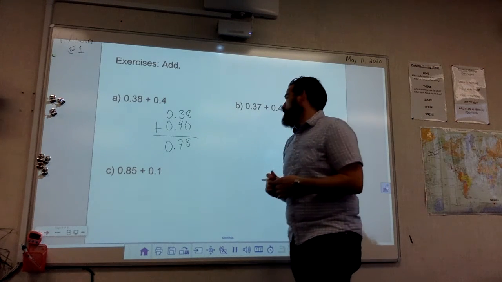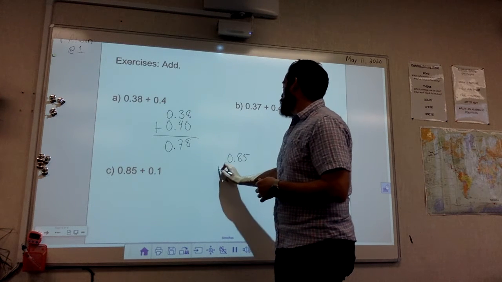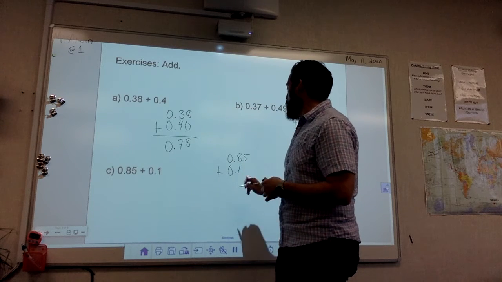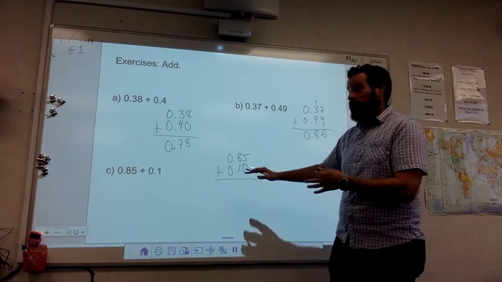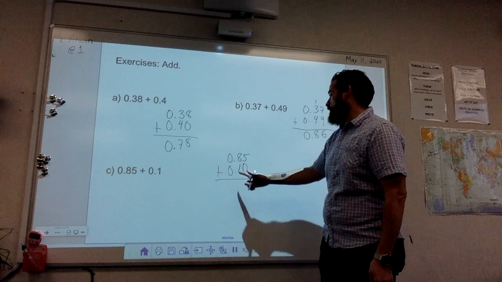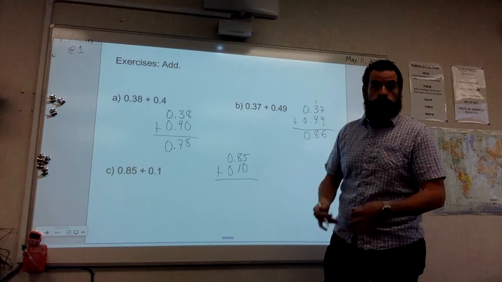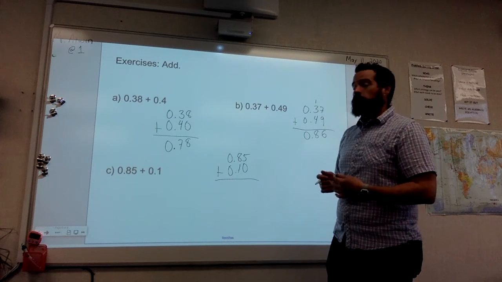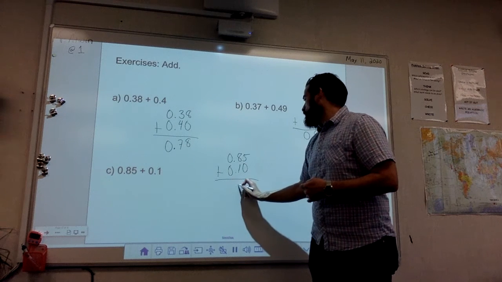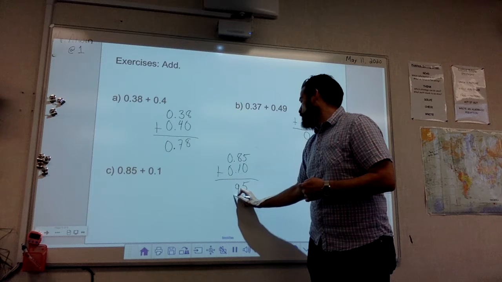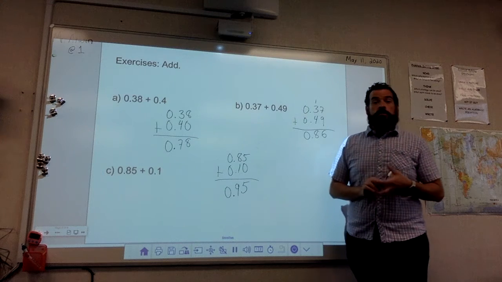And finally, C. I'm just going to write that here. I've got 0.85 plus 0.1. I'll write a 0 in here, so I just remember. This way I can easily visually check to see that I've lined up my place values correctly. And I see my ones are lined up, my decimals lined up, my tenths, and my hundredths. So now I can go ahead, do my addition, and hopefully get the right answer. So 5 plus 0 is 5, 8 plus 1 is 9. Bring down, make sure I put my decimal. 0 plus 0 is 0. So our final answer is 0.95.